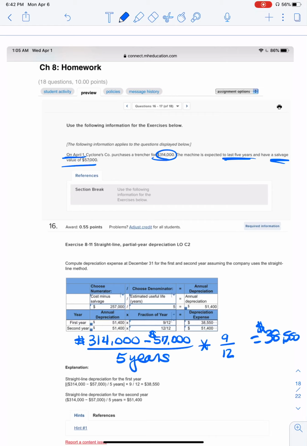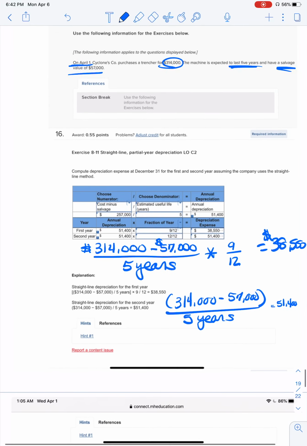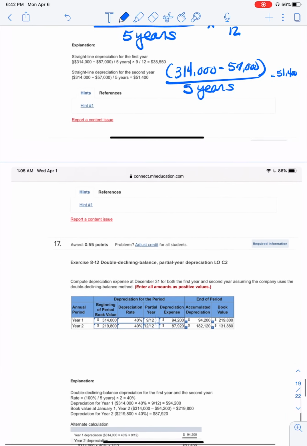Right? The third year would have the same amount of depreciation as the second year because at that point it turns into what we think of as traditional straight line. But for the first year, it's this $38,550. For year two, what we're going to have to do is come in, we'll take our $314,000 minus my $57,000, divide that by 5 years, and that'll come out to $51,400. And that's it. That's all there is. And that gives us first and second year depreciation on a straight line basis. So hopefully that one makes sense. And now that we've knocked that one out, we will move on to 17.